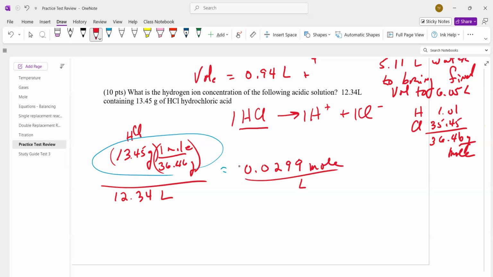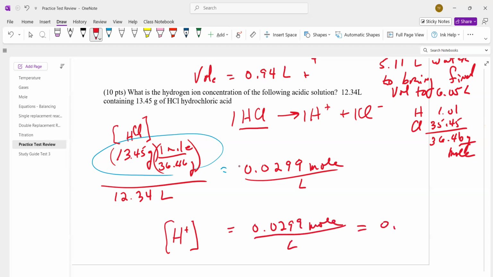Okay, so that's the concentration. Remember, square brackets is concentration. So that's the concentration of HCl, which is also equal to concentration of hydrogen ion. I guess it should be 4 sig figs, huh? Should be 4 sig figs, you guys, not 3.